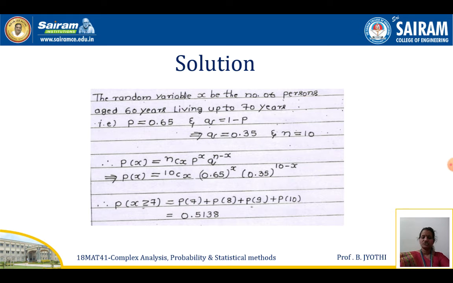Now the question is P of x greater than or equal to 7. That is P of 7 plus P of 8 plus P of 9 plus P of 10, which, on substituting x equal to 7, 8, 9 and 10 and simplifying, we get 0.5138.